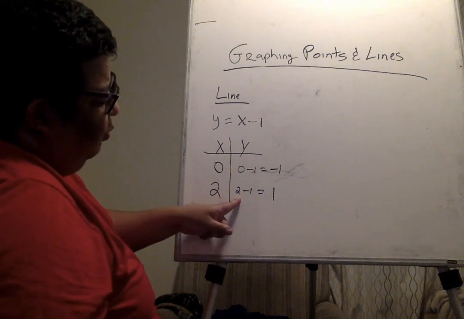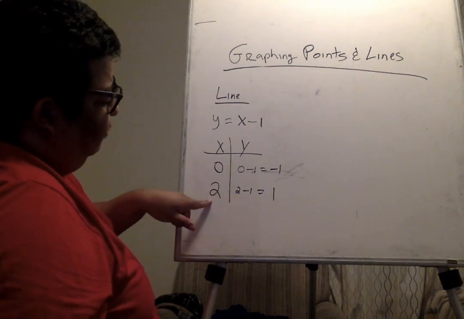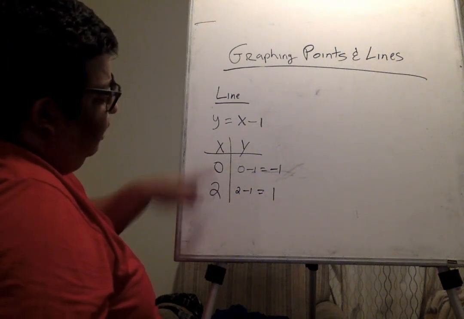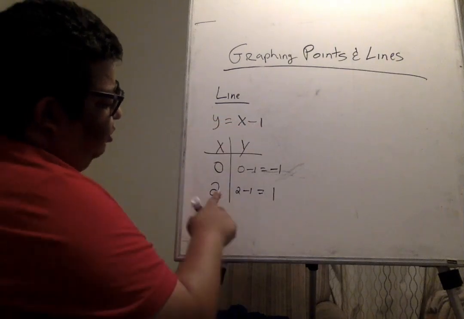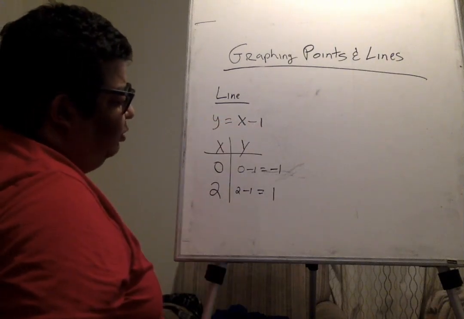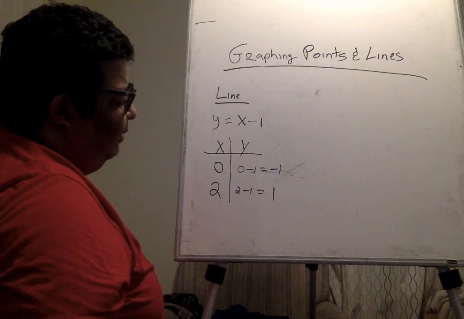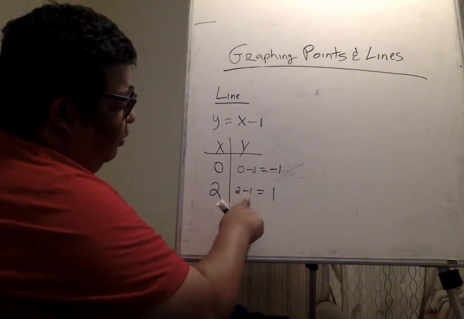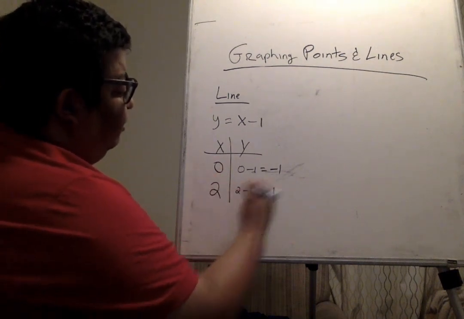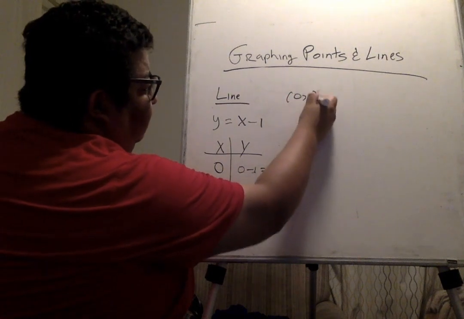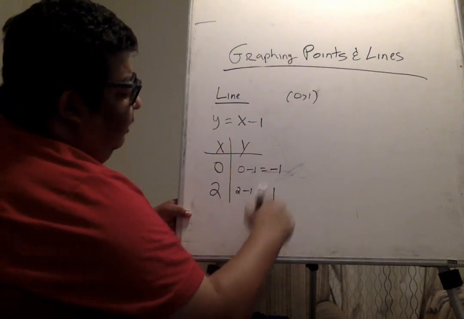I chose 2 because look, 2 minus 1 is 1. I could have chosen 1 instead of 2, and 1 minus 1 is 0, but I chose 2. It doesn't matter, whatever points you choose that make it easier for you, that will be the better. So 2 minus 1 is 1. So we have 2 points now. We have 0, -1, and 2, 1.